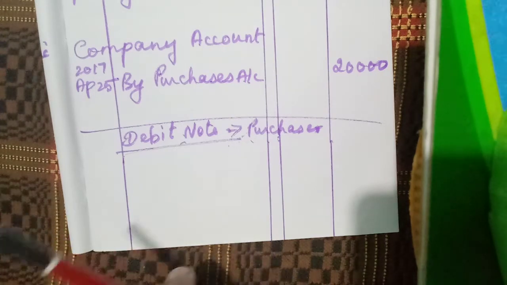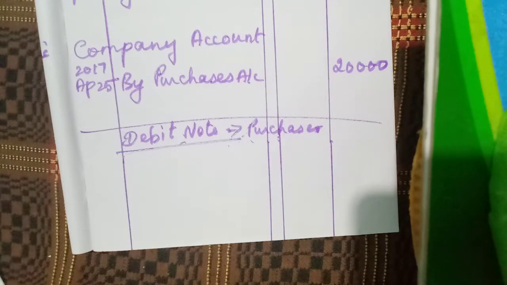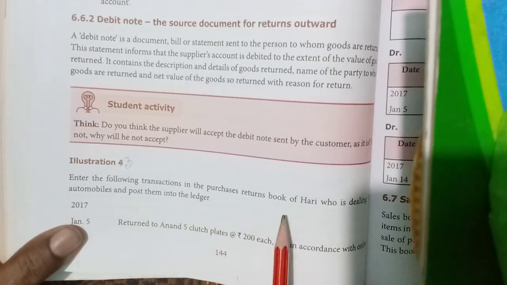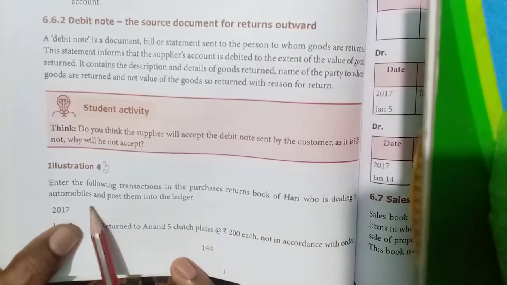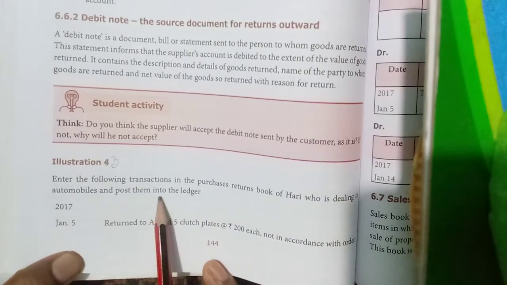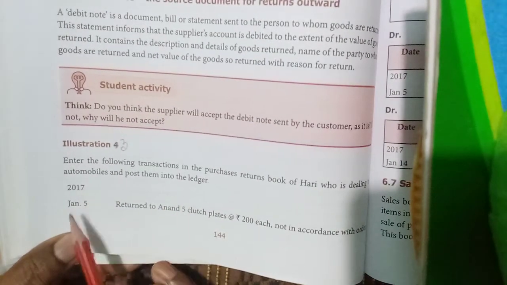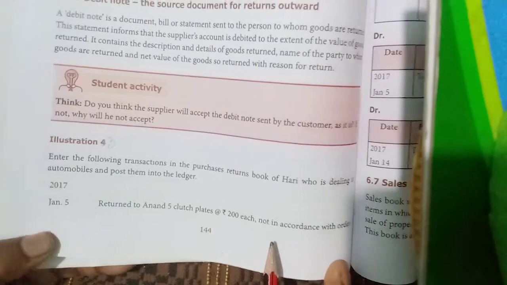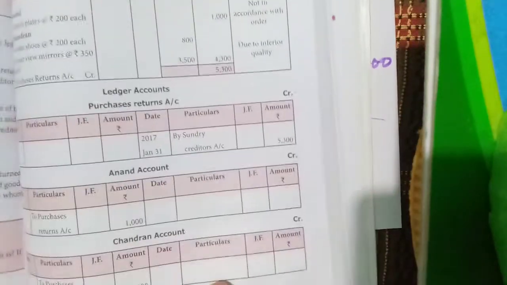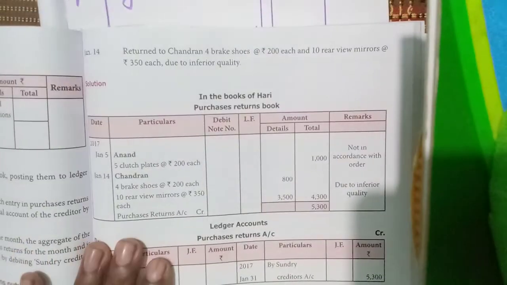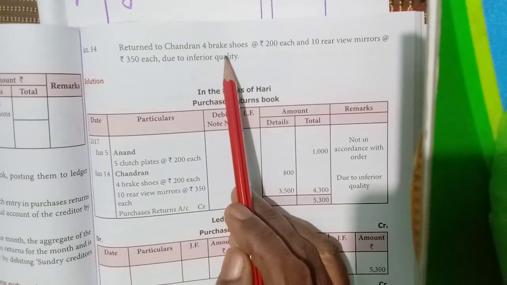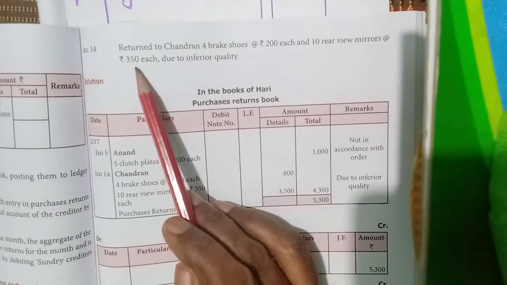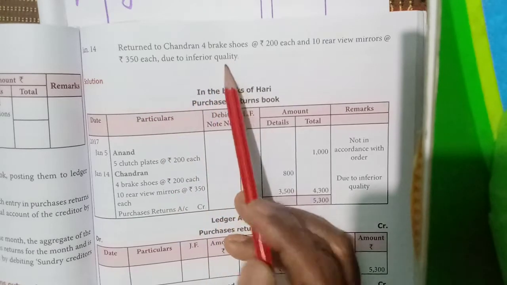Now let us see one illustration. Illustration 3, let me read it out. Enter the following transactions in the purchase returns book of Hari, who is dealing in automobiles, and post them into the ledger. Posting we know, isn't it. Now, 2017, January 5: returned to Anand 5 clutch plates at the rate of rupees 200 each, not in accordance with the order. Then another return: returned to Chandran 4 brake shoes at the rate of rupees 200 each and 10 rear view mirrors at the rate of rupees 350 each due to inferior quality.